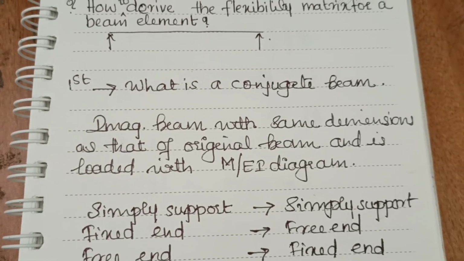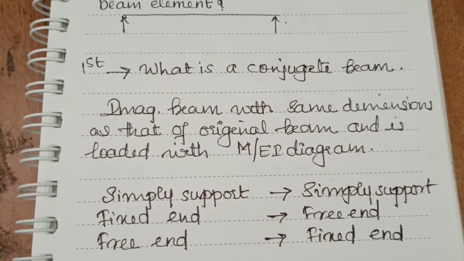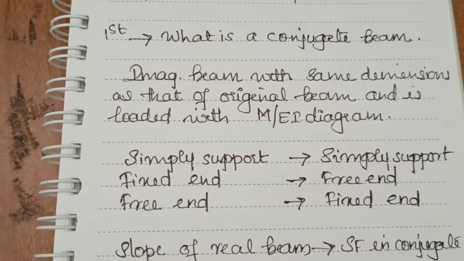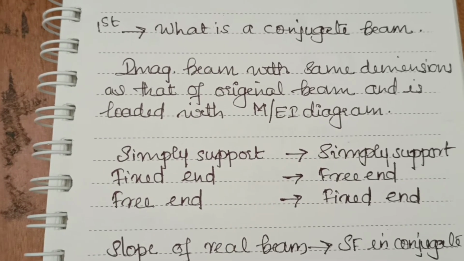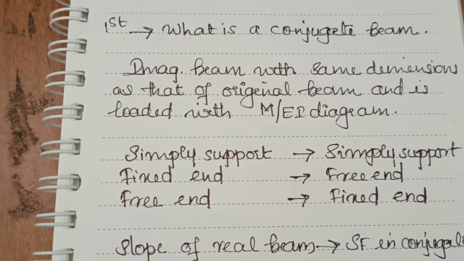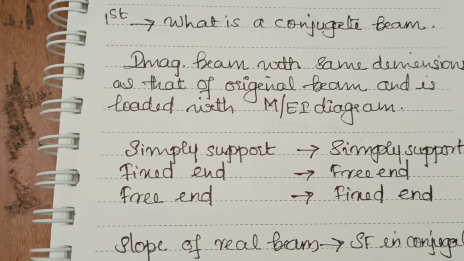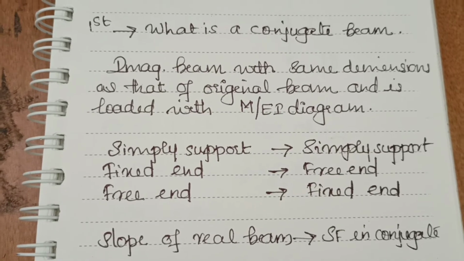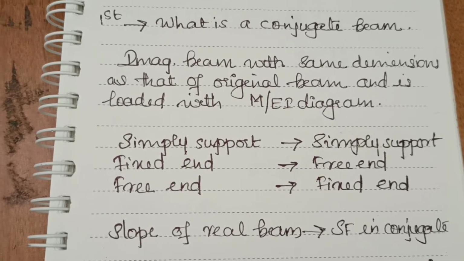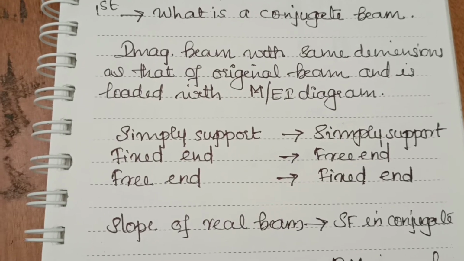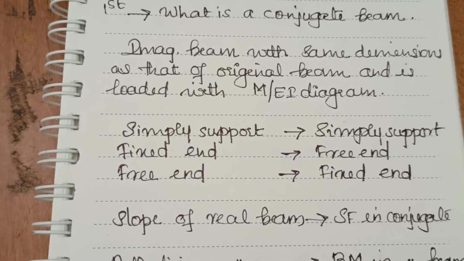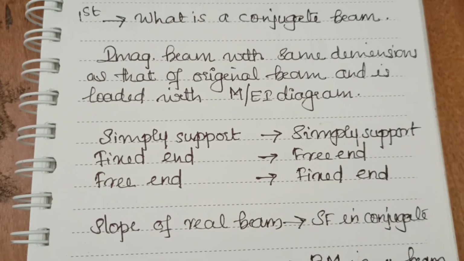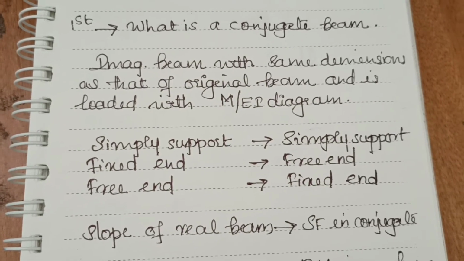Some important facts on conjugate beams are: a simple support in a real beam is taken as simple support in a conjugate beam. That is, no difference for a hinge and roller. But a fixed end in a real beam is converted as free end, and a free end in a real beam is taken as fixed end. Hence we get a conjugate beam.